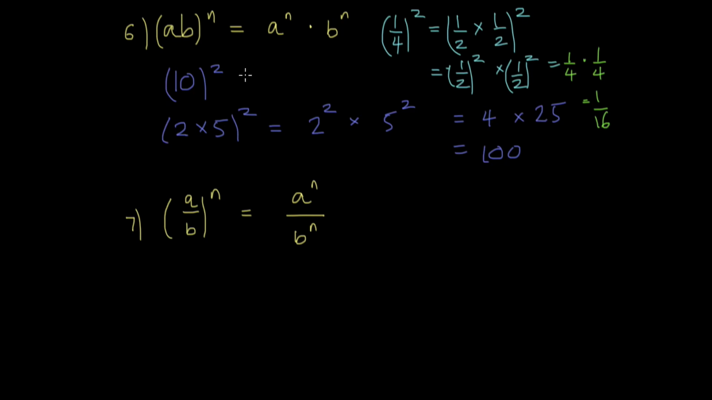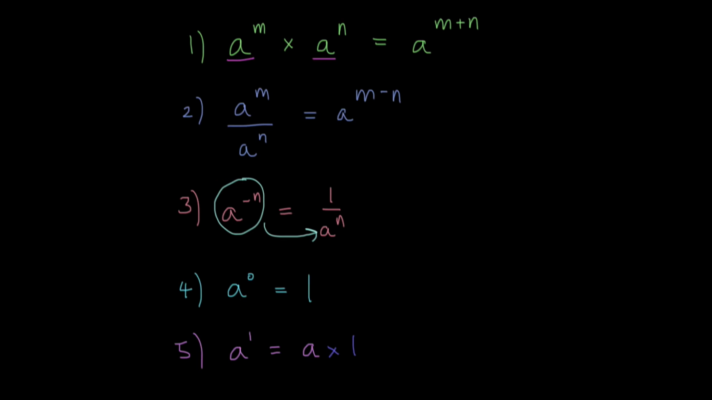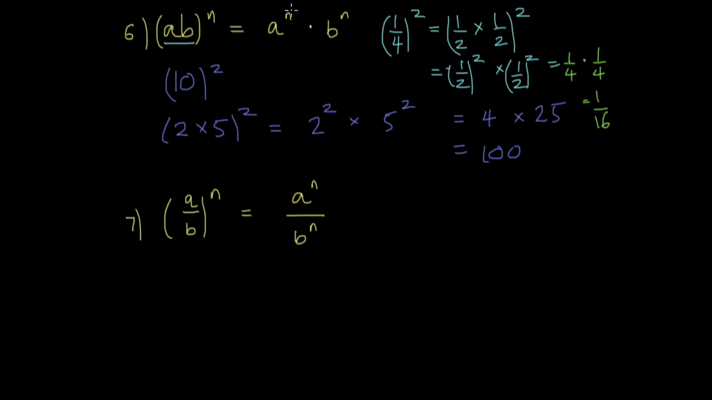Okay, so if I have two different bases and I raise them to the same power, then it's base a to that power times base b to that power. And again, don't get confused. In the previous one, we were adding the powers. But here, we are multiplying the bases, so just be careful about that.